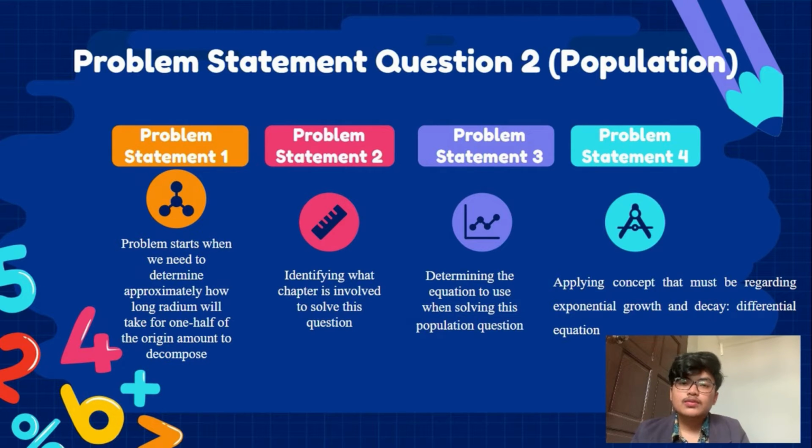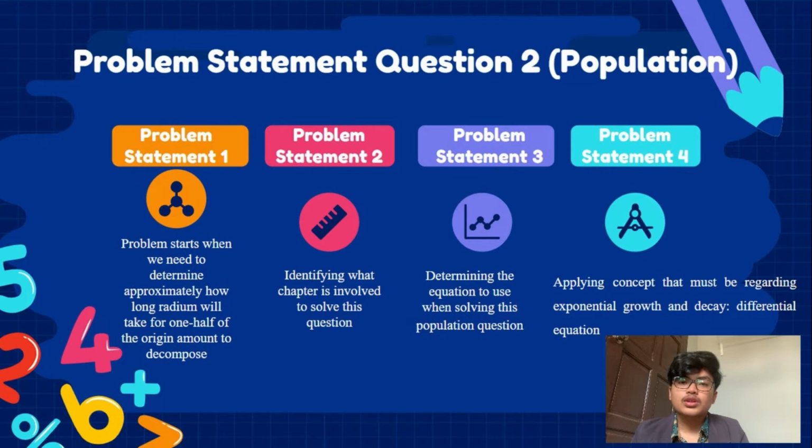So the first problem statement we found is which chapter is involved to solve this question. This question is in the exponential growth and decay of the population chapter. Other than that, our group found other problems. What equation do we need to use when solving this population question?